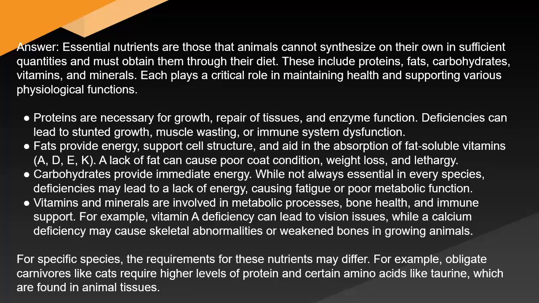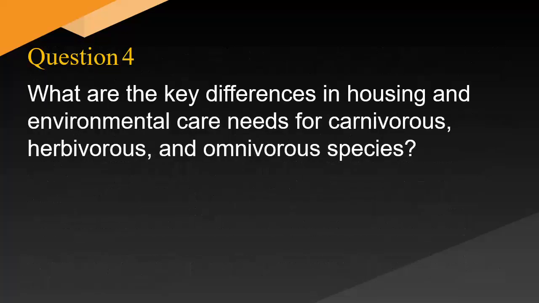Vitamins and minerals are involved in metabolic processes, bone health, and immune support. For example, vitamin A deficiency can lead to vision issues, while a calcium deficiency may cause skeletal abnormalities or weaken bones in growing animals. For specific species, the requirements for these nutrients may differ. For example, obligate carnivores like cats require higher levels of protein and certain amino acids like taurine, which are found in animal tissues.